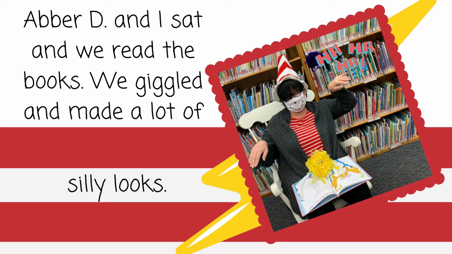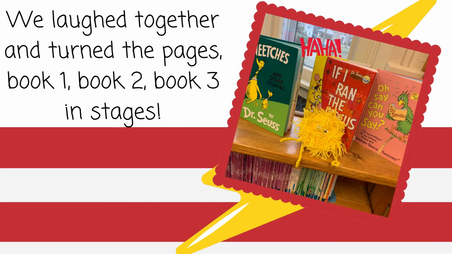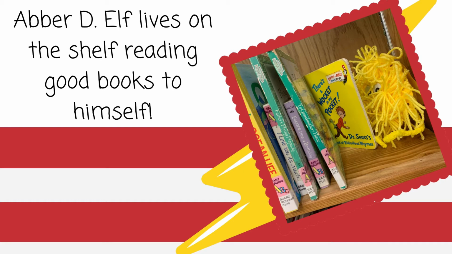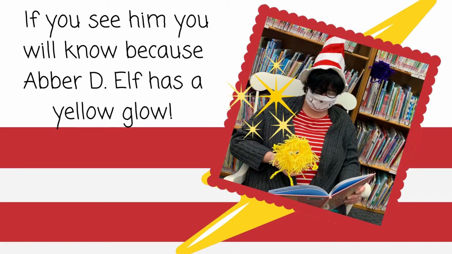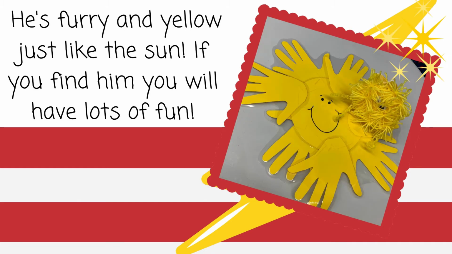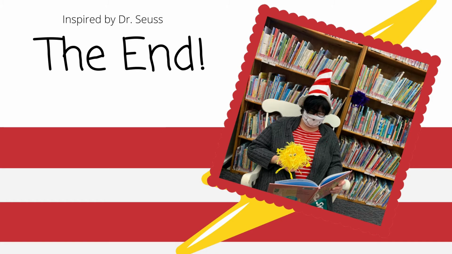Abber D. and I sat and we read the books. We giggled and made a lot of silly looks. We laughed together and turned the pages. Book 1, book 2, book 3 in stages. Abber D. Elf lives on the shelf reading good books to himself. If you see him, you will know, because Abber D. Elf has a yellow glow. He's furry and yellow, just like the sun. If you find him, you will have lots of fun. Inspired by Dr. Seuss, the end.